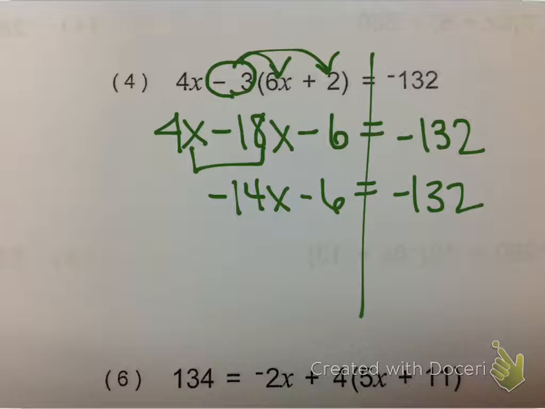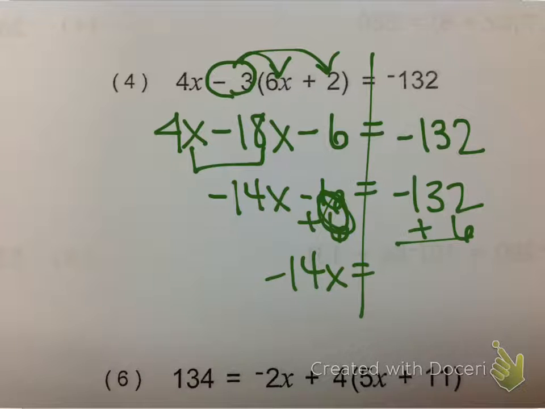Now we need our 0. We need to get rid of the negative 6 and the negative 14. We add 6 to get 0. And negative 14x equals negative 126.